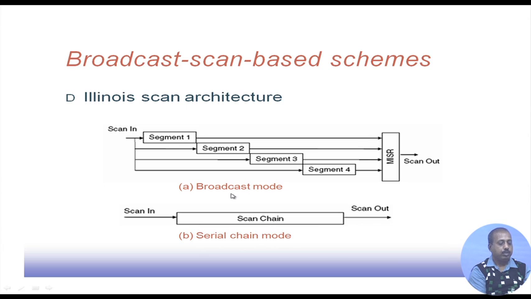Now, after that, certain faults will remain which will not be tested by this broadcast-scan-based method. Then all these scan chains will be joined or stitched together into a serial scan chain. In the serial mode, the scan input comes to segment 1, the output of segment 1 is connected to the input of segment 2, and so on. This constitutes a serial scan chain. The scanning pattern fills up this chain, and then that pattern is applied. So, for hard faults, we need to go to the serial chain mode, and the patterns are applied in that mode.